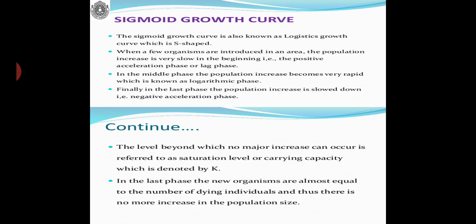The level beyond which no major increase can occur is referred to as the saturation level or carrying capacity, which is denoted by K. In the last phase, the new organisms are almost equal to the number of dying individuals, and thus there is no more increase in the population size. So it's very clear that the sigmoid growth curve or S curve is found in populations which exhibit logistic growth.